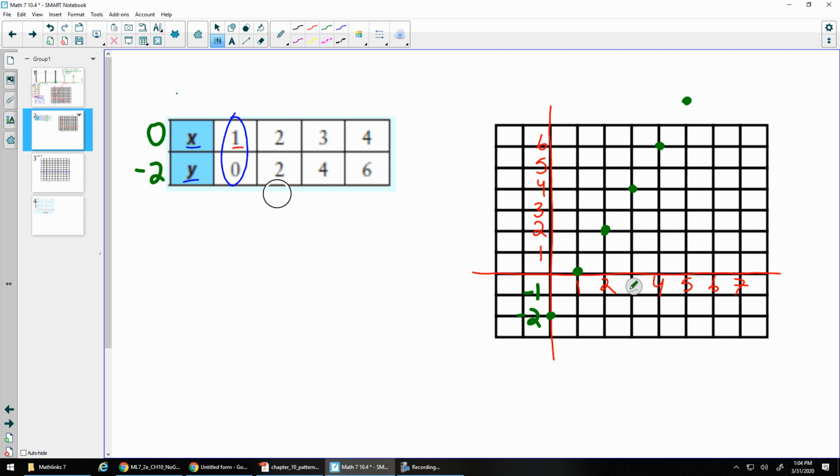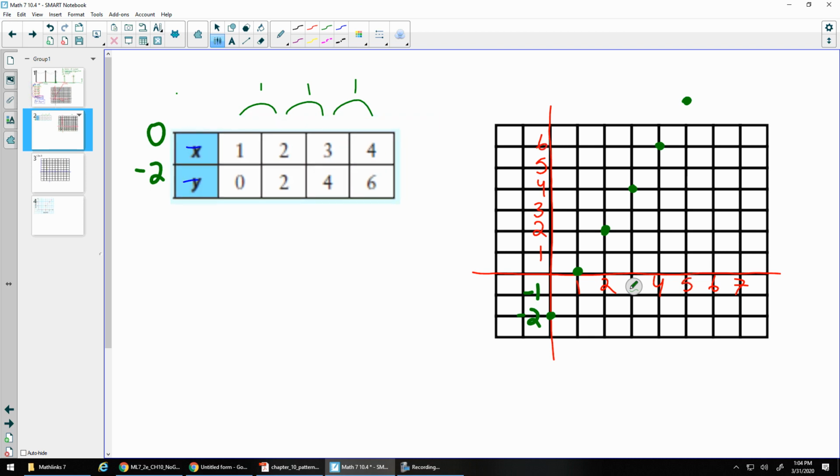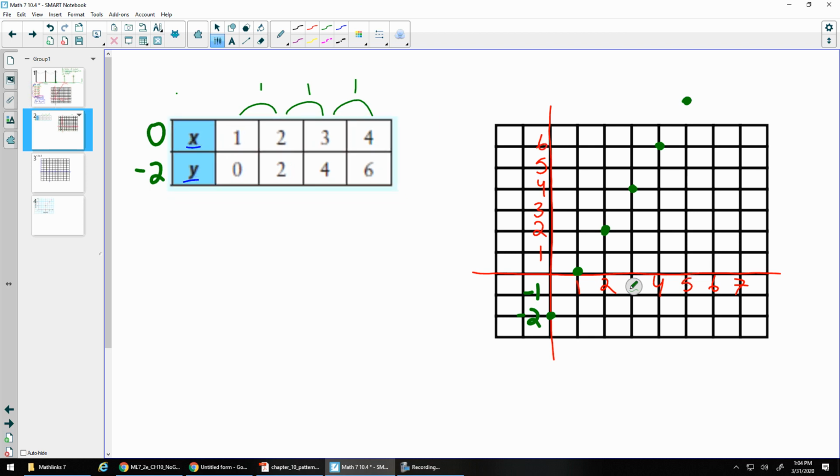So let's just erase these. We have a bit less to see. So how to do that? y is equal to something. What do we have to do to x to make it equal to y? So x is going up by 1 each time. 1, 1, 1. Well, how much does y go up by each time? Y is going up by 2.